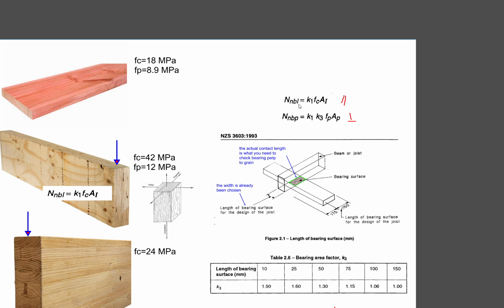That's why in NZS 3603 you have the timber parallel to grain, and also you have your timber perpendicular to grain. Those are two equations you've got to use.